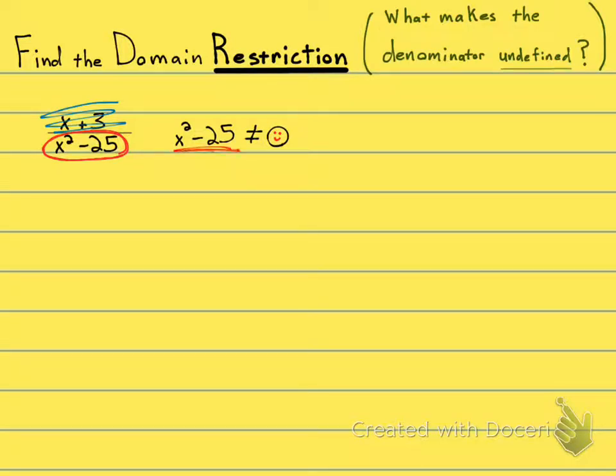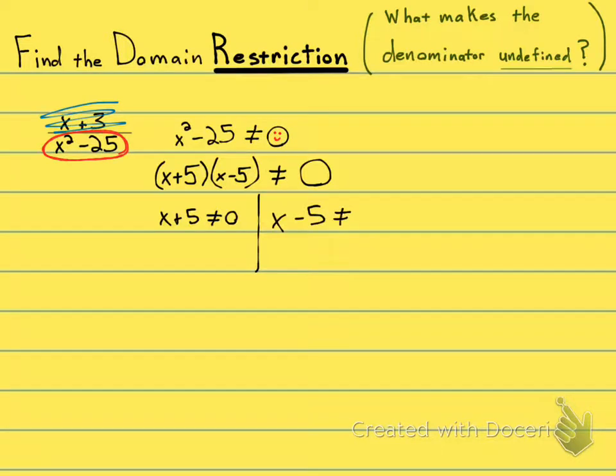Man, they really like the difference of two squares. That's the difference of two squares. When I factor it, I'm going to get x plus 5, x minus 5. So if you need to look that up, look up factoring the difference of two squares. And then we set all of our factors equal to 0. And in this case, it's actually not equal to 0. So we're going to say x plus 5 not equal to 0, and x minus 5 is not equal to 0.